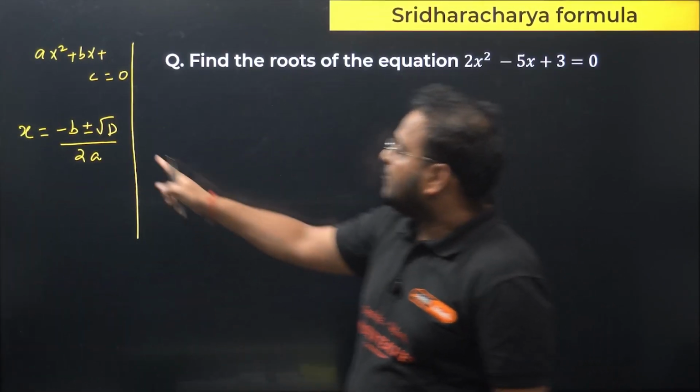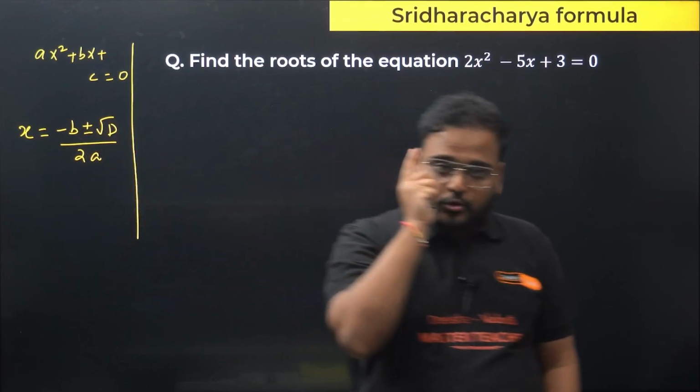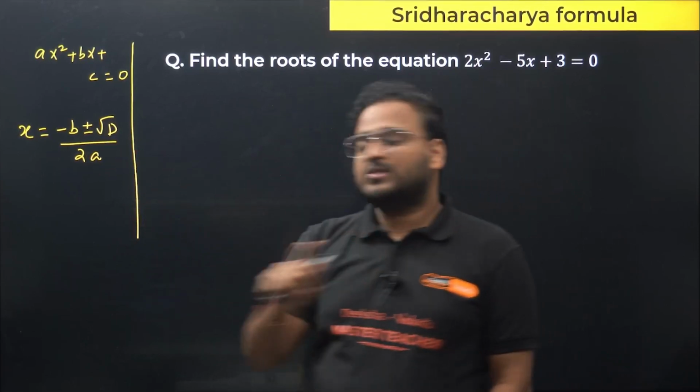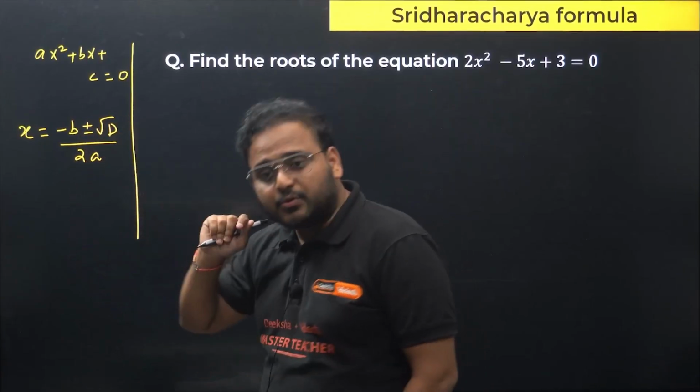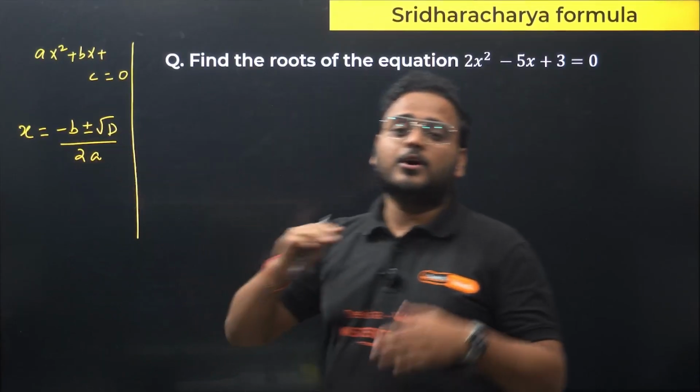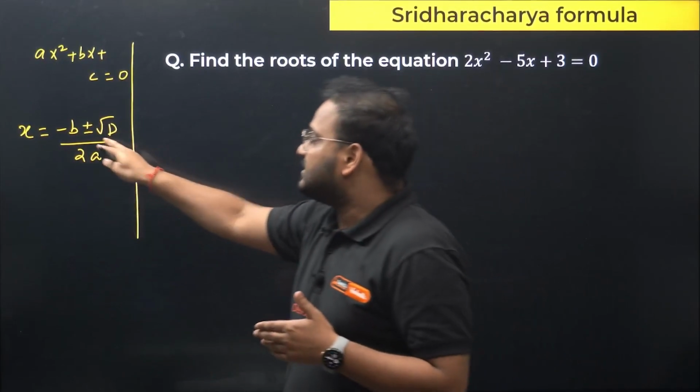You can see here we have plus and minus. When you use the plus sign, you get one of the roots. When you use the minus sign over here, you get the second root. To get the first root you have to use the plus sign, to get the second root you have to use the minus sign.